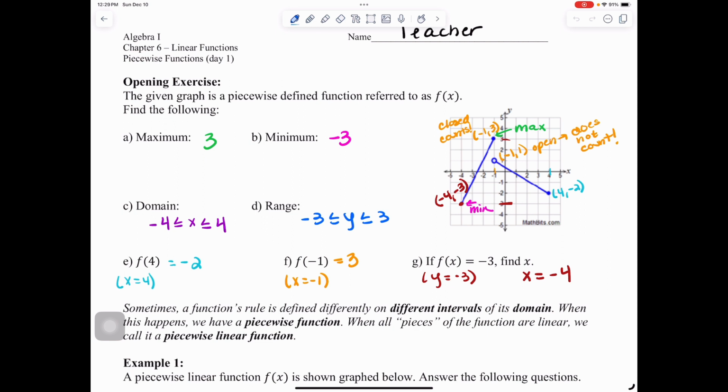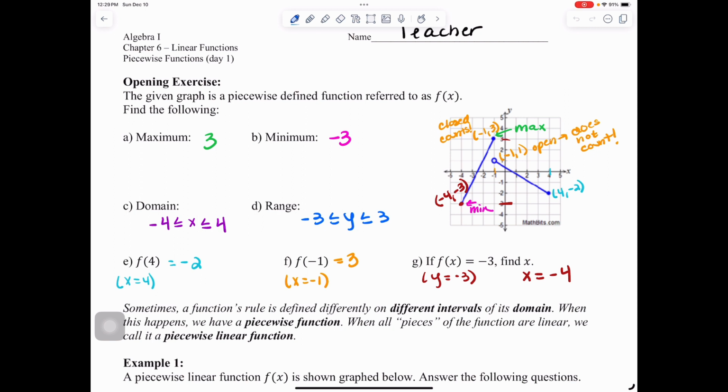For E, f of 4, the input is 4, which means the x value is 4. When I look at the graph, the coordinate there is (4, -2), so my output is -2. For f of -1, I'm looking for an x value of -1, and when I do that, I see two different coordinates. I see (-1, 1), and I see (-1, 3). However, one of them is an open circle, so that one does not count. And the other one is a filled-in circle, so that is the point that counts. So an input of -1 gives you an output of 3.